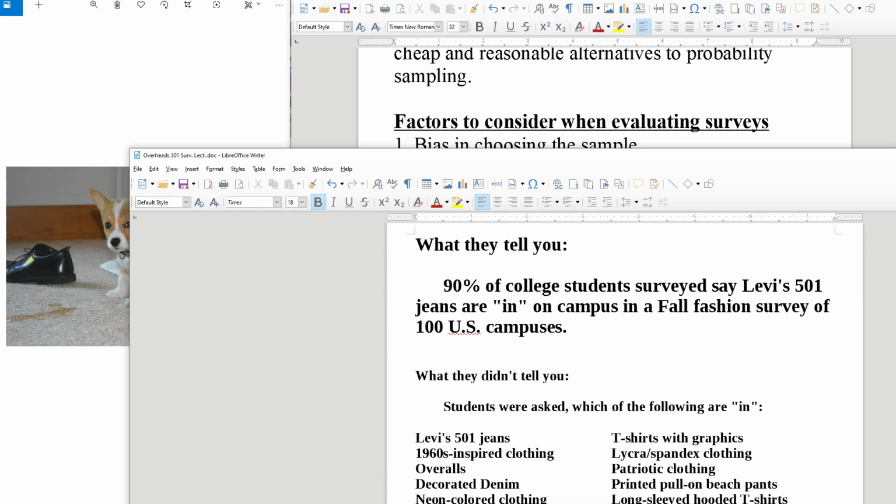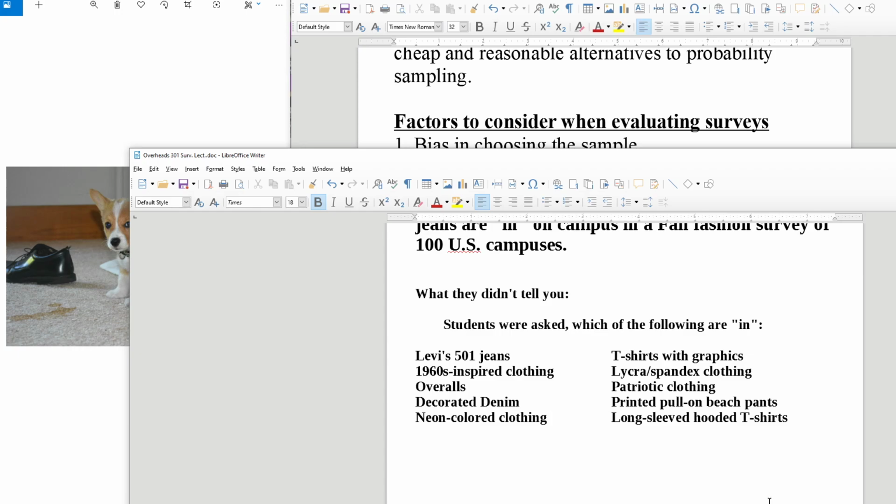What they did was they said, students are asked which of the following are in. I can't blow this up too much, but I think you can probably see it. What you'll see is they got this weird selection of stuff. But if you wanted to say that jeans were in, your only option here was to say Levi's 501 jeans were in. So again, they're really being sleazy in what they're telling you about these things.